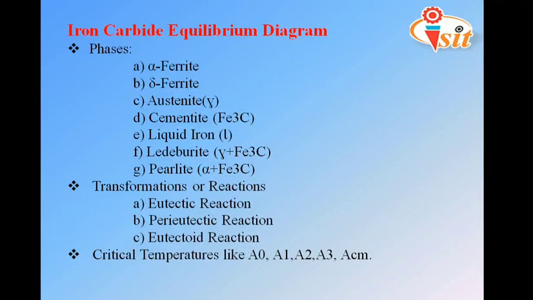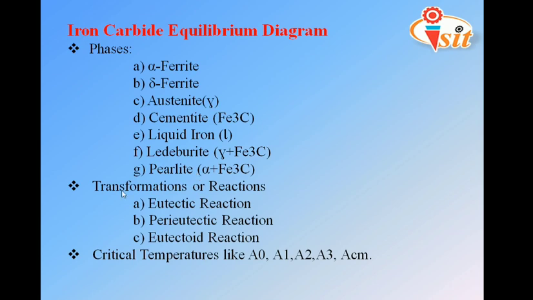diagram. In that we have 3 points, that is phases. In that we have total 7 phases. First is alpha ferrite, second delta ferrite, austenite, cementite, liquid iron, lead and perlite.